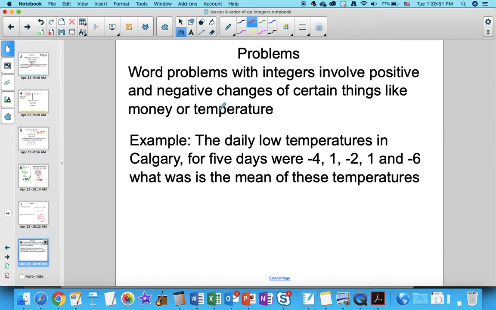So word problems with integers can involve positive and negative changes of certain things like money or temperature. For example, the daily low temperatures in Calgary for 5 days were -4, 1, -2, 1, and -6. What is the mean of these temperatures?